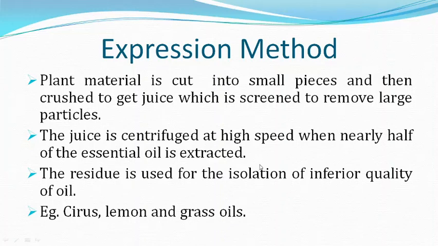In this method, plant material is cut into small pieces and then crushed to get the juice, which is screened to remove large particles. The juice is centrifuged at high speed when nearly half of the essential oil is extracted. The residue is used for the isolation of inferior quality of oil. Examples are citrus, lemon, and grass oils. This method is not of very much use, it is only of historical importance.